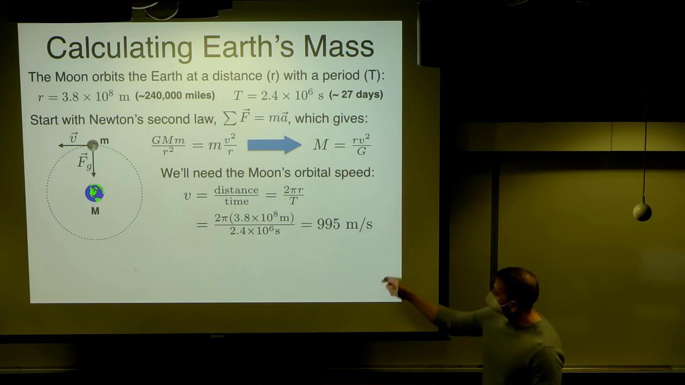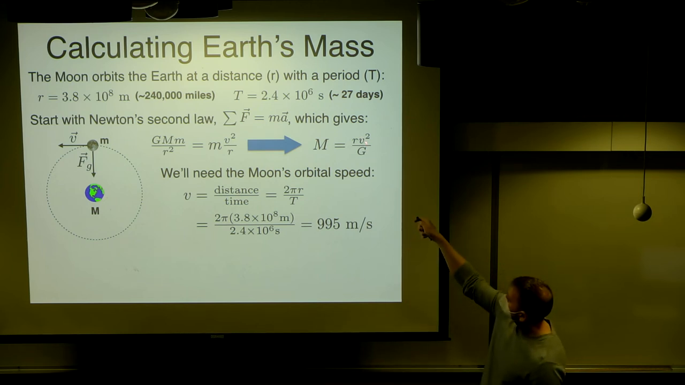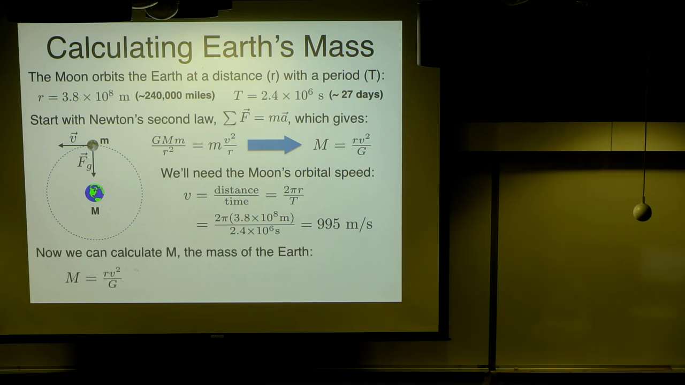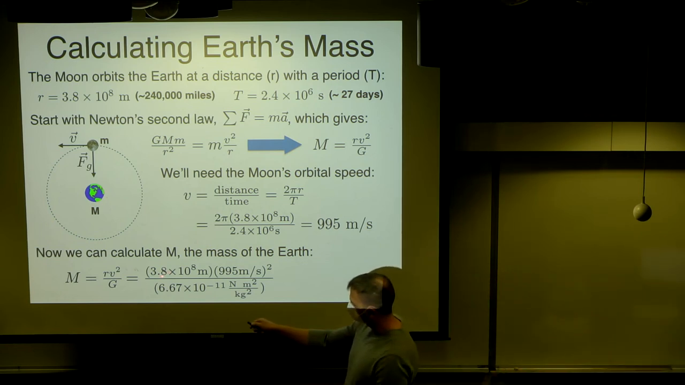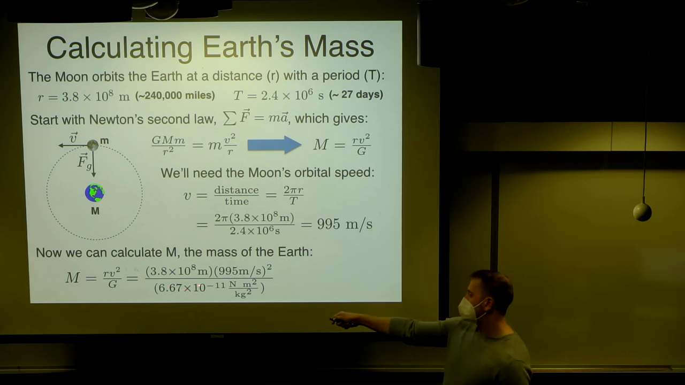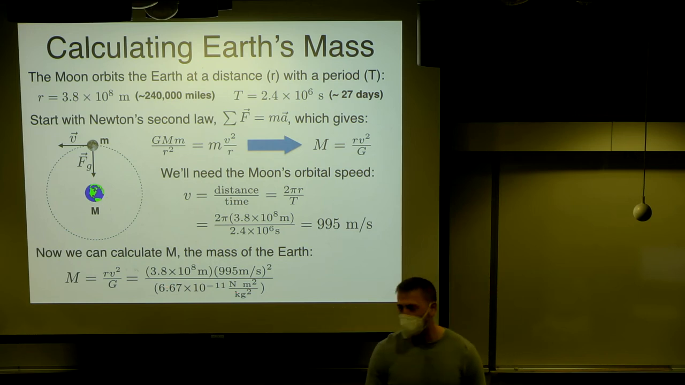So I'm going to take this v, and I'm going to plug it in right there. What's that going to give me? It's going to give me, again, the mass of the Earth. All right. So remember, mass is r v squared divided by G. Plug in all the numbers we know. R, remember that's 3.8 × 10^8 meters, distance to the moon. V, 995 meters per second. We're squaring that. And then we're dividing by 6.67 × 10^-11. That's big G. Can someone do this for me right here? How does this come out?